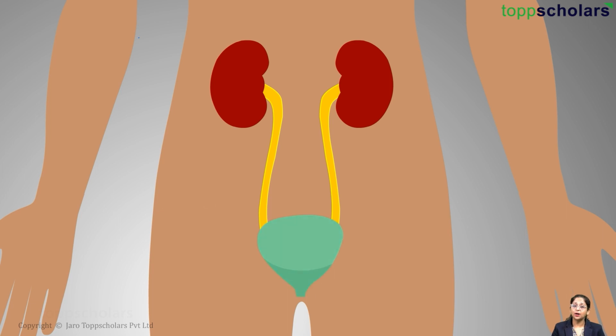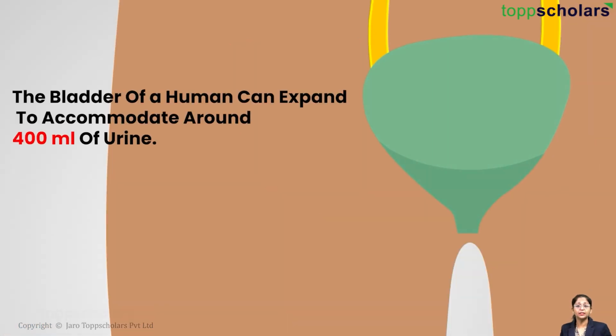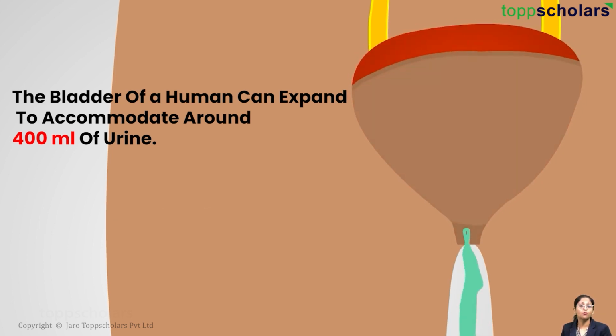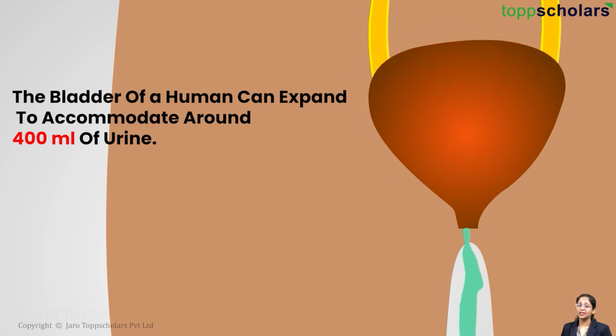You will be surprised to know that the bladder of a human can expand to accommodate up to 400 ml of urine. Now I hope you understood the concept.